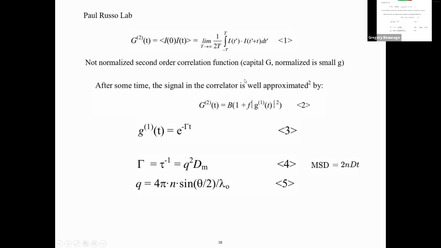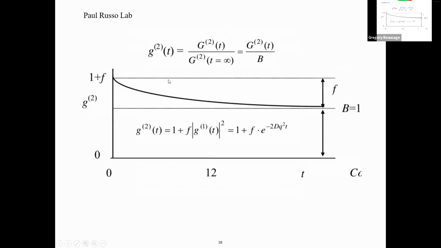And then you sum up a bunch of those and you get this equation which relates to G1, but it has some constants, like a B and an F, which you don't know, but you can get from the curve of G2. And G1 is the thing you want because it gives you this gamma, which is the rate of decay, which is one over the relaxation time for the decay. So it's a lot of stuff. You'll have to look at it.